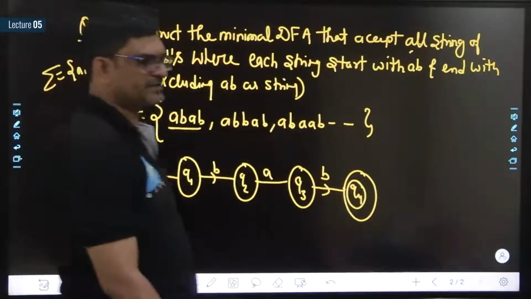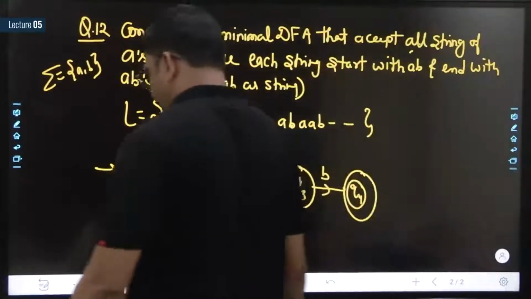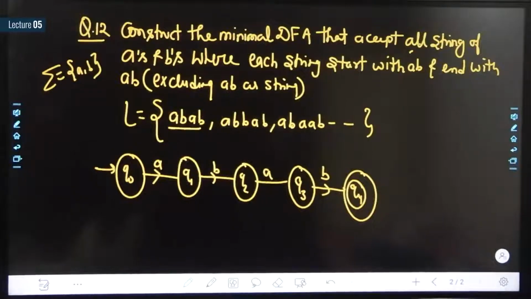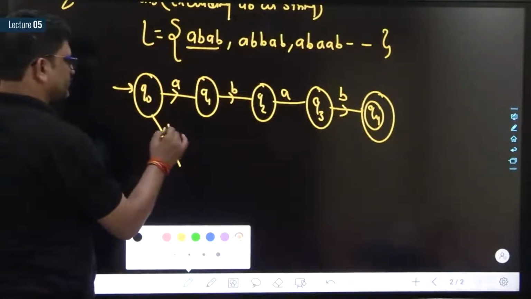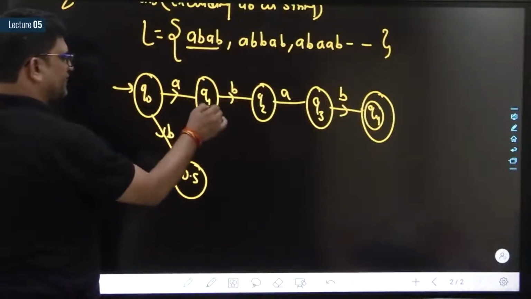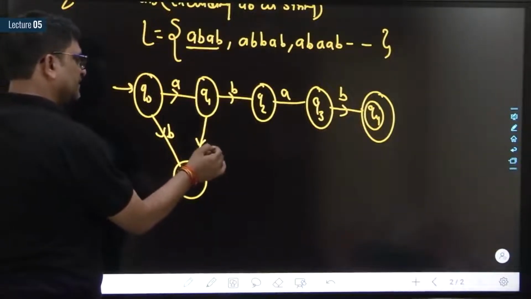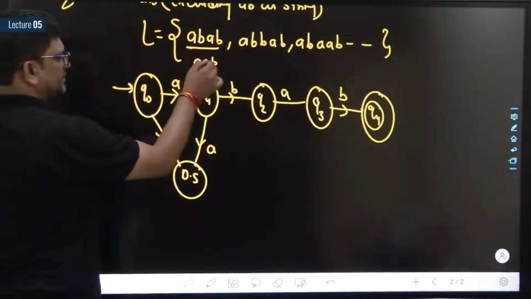Now, make this skeleton into a DFA. Please do fast. Take some time. The transition of B in this state goes into the dead state. The transition of A in this state goes into the dead state. Why? Because we cannot consider AAB. Clear?